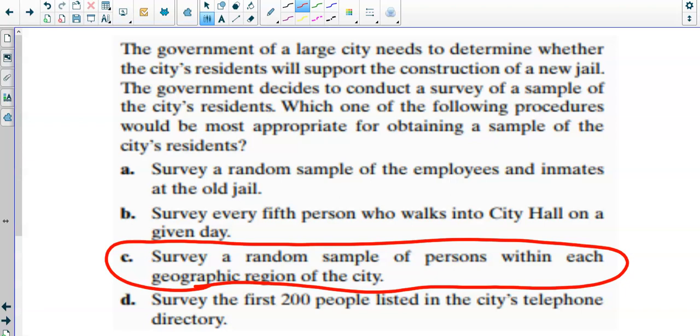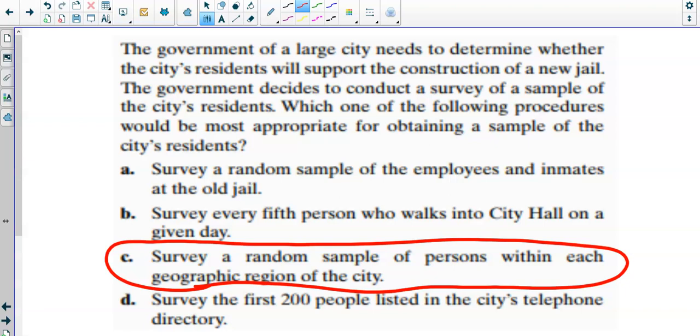So what you're looking at here is that stratified system, because we're going to sample from each geographic region. If you look at the last one, it doesn't make any sense. It says survey the first 200 people listed in the city's telephone book. Well, who are the first 200 people in this telephone book going to be? Everybody that has an A at the beginning of their last name. Is that fair? Does everybody with an A represent your entire city?